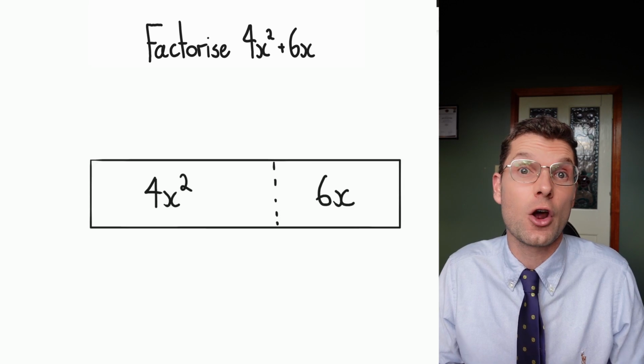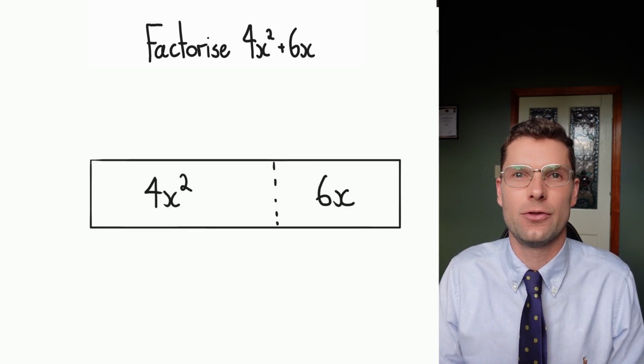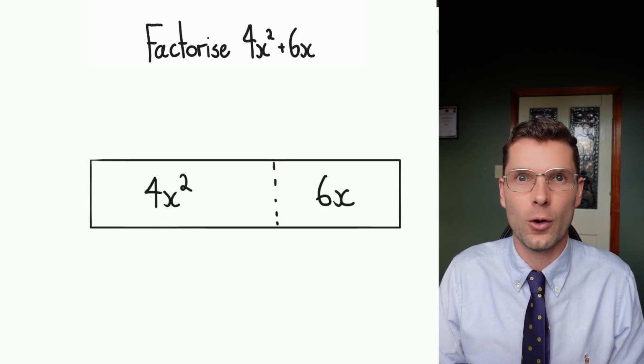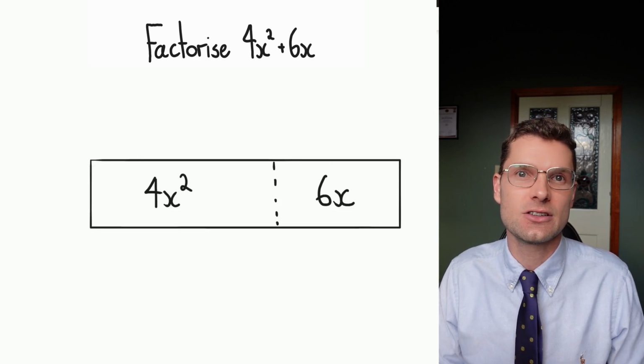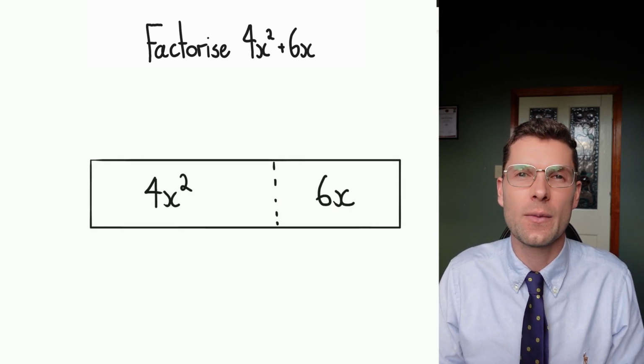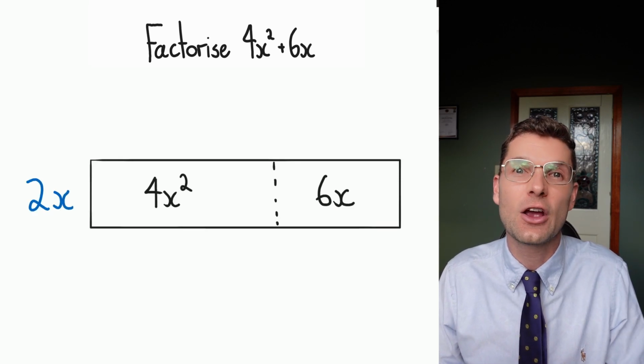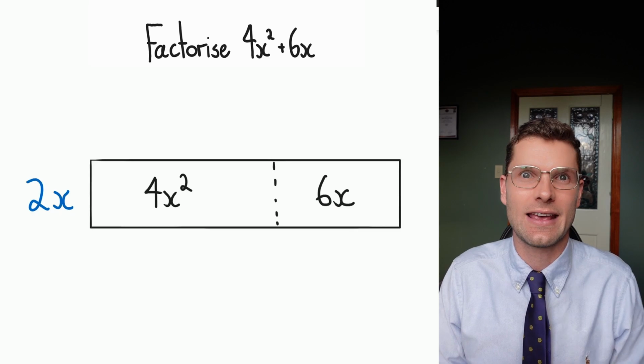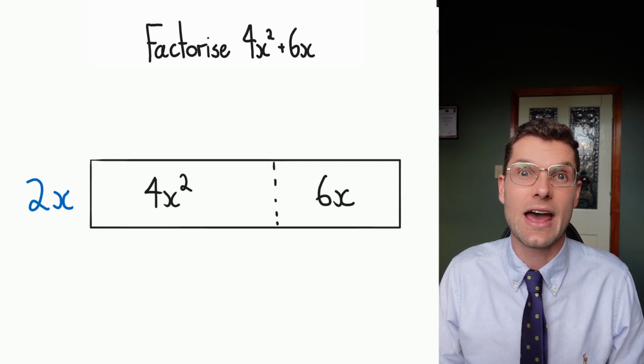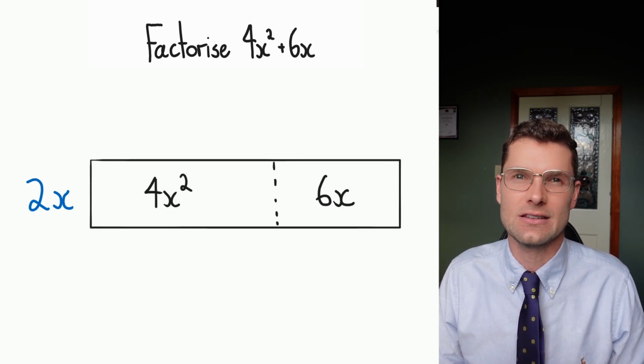This also works if you've got a common pronumeral inside your rectangles. So if I've got 4x squared plus 6x inside the rectangles, the highest common factor for this one is not just 2, but 2x. Because I've taken the 2x out the front, I now need to use that in order to find my areas on the inside.